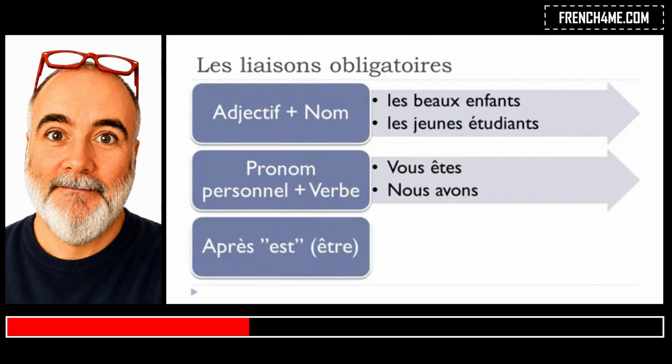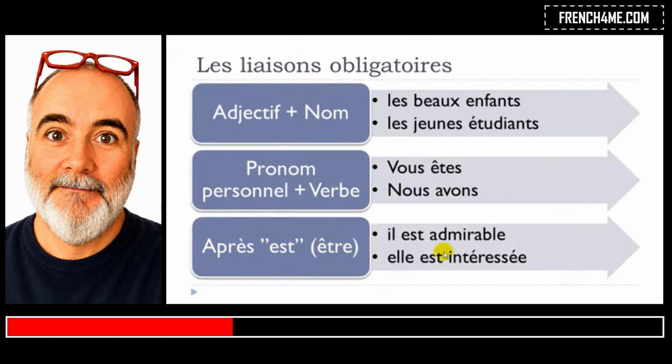And then it's quite interesting because this verb être, so to be, if it's at the third person of the singular, so he is or she is, il est, elle est, okay, then definitely you should make the liaison if you've got something after. So like here, for instance, il est admirable, elle est intéressée, all right? So in all these cases, you should make the liaison, and in that case, it's with T. Il est admirable, elle est intéressée.